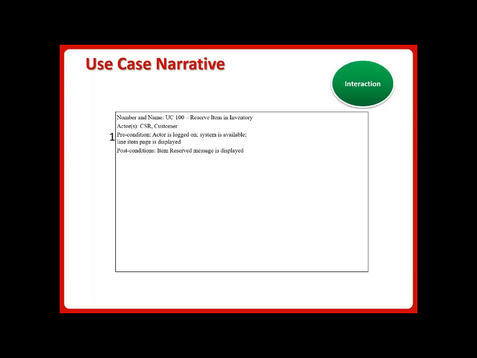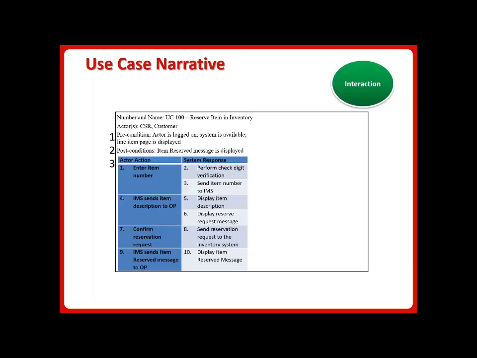But how do we know when we're done? When is done done? Through our post conditions. And in this one, the item reserved message is displayed. When it's displayed, we are done. Question number 3, what is the most common routine way of getting from the pre to the post condition, from the beginning to the end? This is sometimes called the happy path. It has lots of other names, but happy path is pretty common.